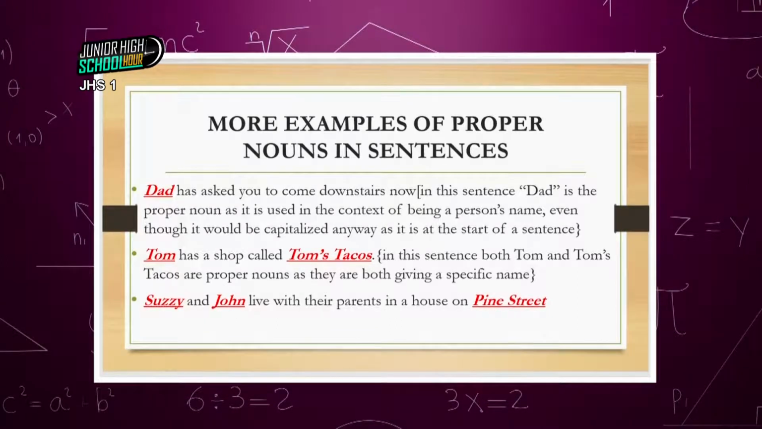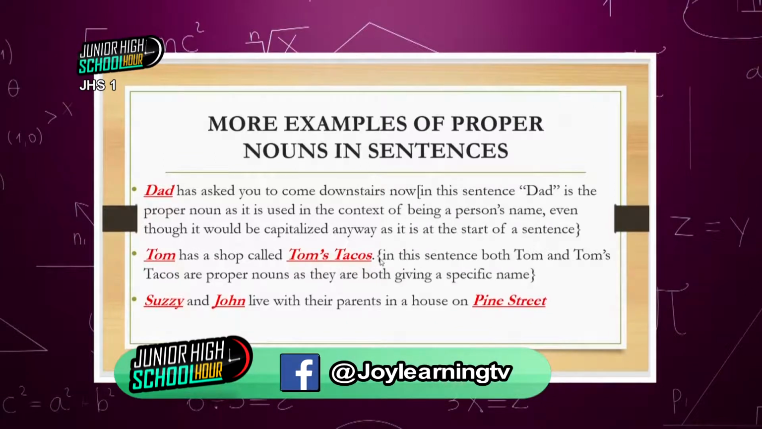Okay, all right. The next one: Tom has a shop called Tom's Tacos. In this sentence, Tom and Tom's Tacos are proper nouns as they are both giving a specific name. So we have Tom underlined. We have Tom's Tacos underlined. They are both giving a specific name. The next one: Susie and John live with their parents in a house on Pine Street. So we have Susie, John, Pine Street underlined, all in capital letters because they are proper nouns.